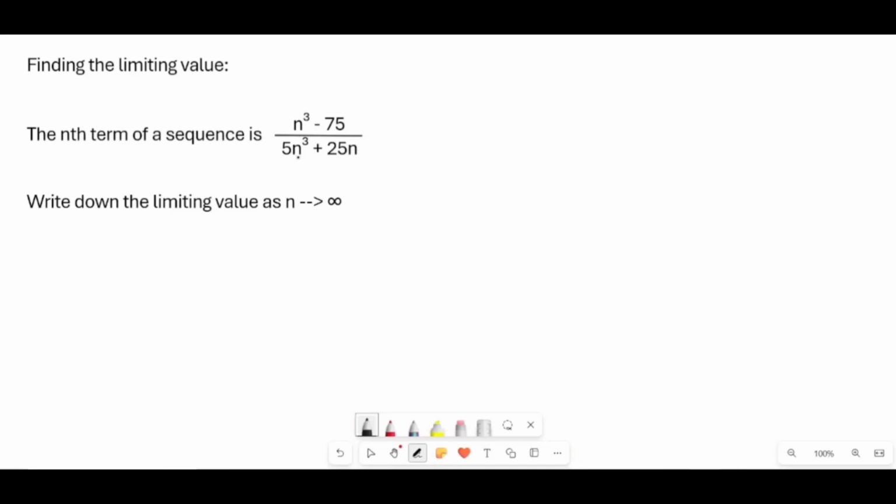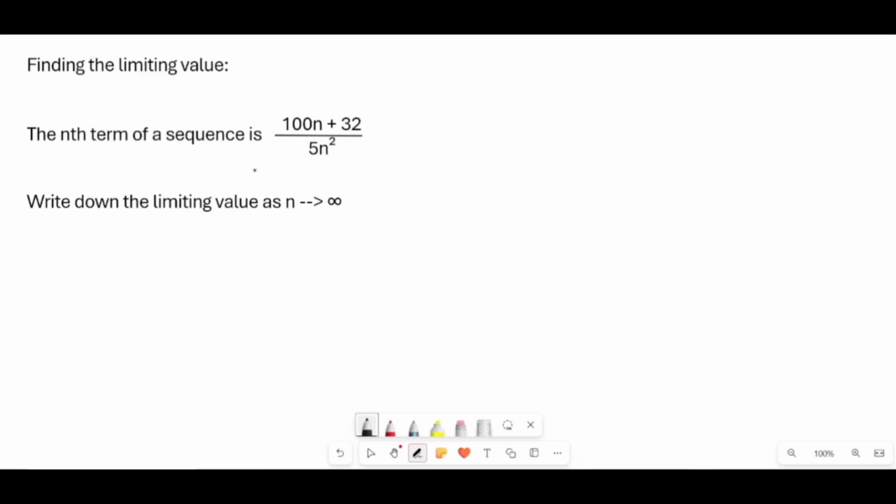We've got another question here, and we're going to do the exact same thing. So what is the biggest power of n? We see that it's the n cubed over here. So minus 75, get it out of here, plus 25n, get it out of here. And so now we're just focused on the biggest power. And another way to write this is literally just 1 over 5. That's your limiting value. So hopefully you can see these questions are fairly straightforward, but obviously you just have to pay attention to avoid any little mistakes.